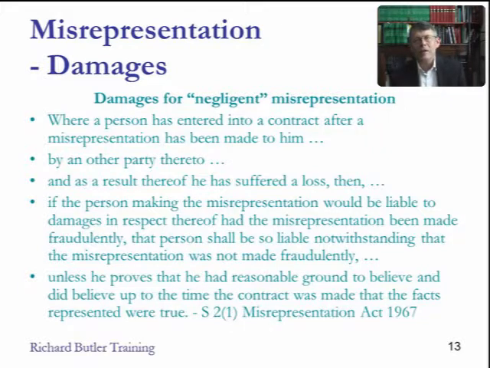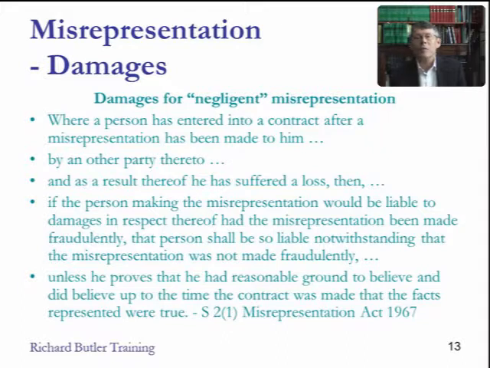Where a person has entered into a contract after a misrepresentation has been made to him, this head of statutory claim is only available to a person who has entered into a contract with another party thereto. So the claimant and the defendant respectively must be the representee and representor, and they must both be parties to the contract, and as a result thereof he has suffered a loss. So a loss must be suffered as a result of entering into the contract.